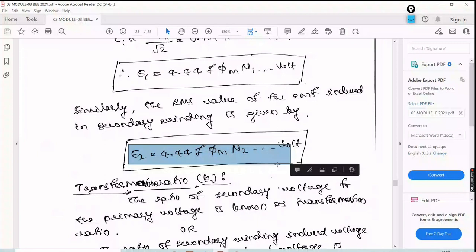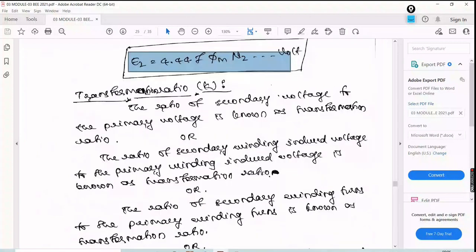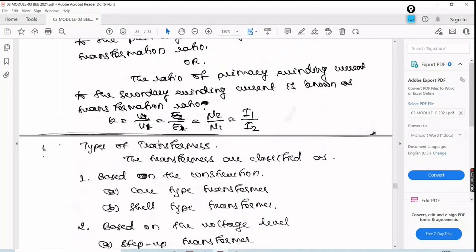Then next is K. K is the transformation ratio. This is the ratio of the secondary voltage to the primary voltage, V2 by V1. Then the ratio of the RMS value of the induced EMF in the secondary to that of the primary, that is E2 by E1, and the number of turns in the secondary to the number of turns in the primary. Then the ratio of the primary current to the secondary current. This itself is called the transformation ratio. All these things are important from the problem point of view. Keep that in mind.